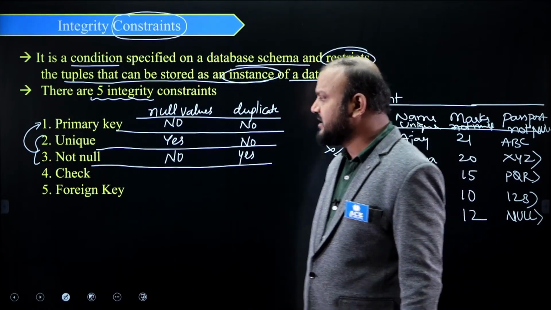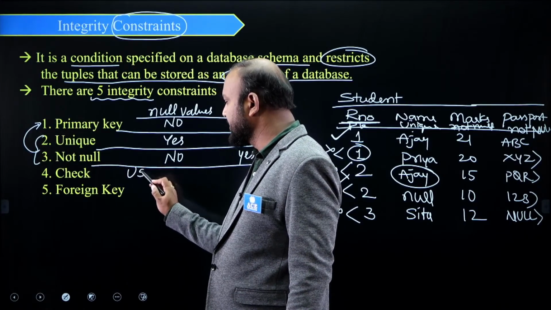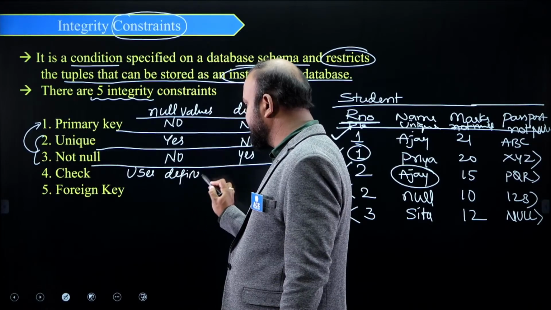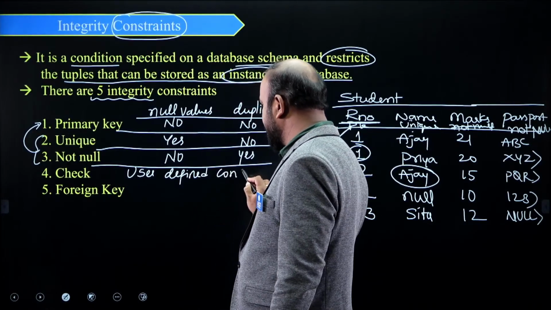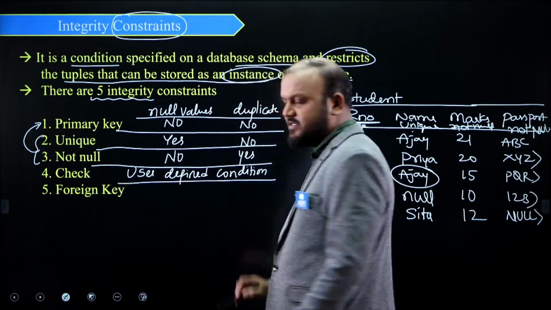And the fourth one is check. What is check? Check is for defining your own conditions. We can call them user defined conditions. Check is for user defined conditions, which means you can write your own conditions.